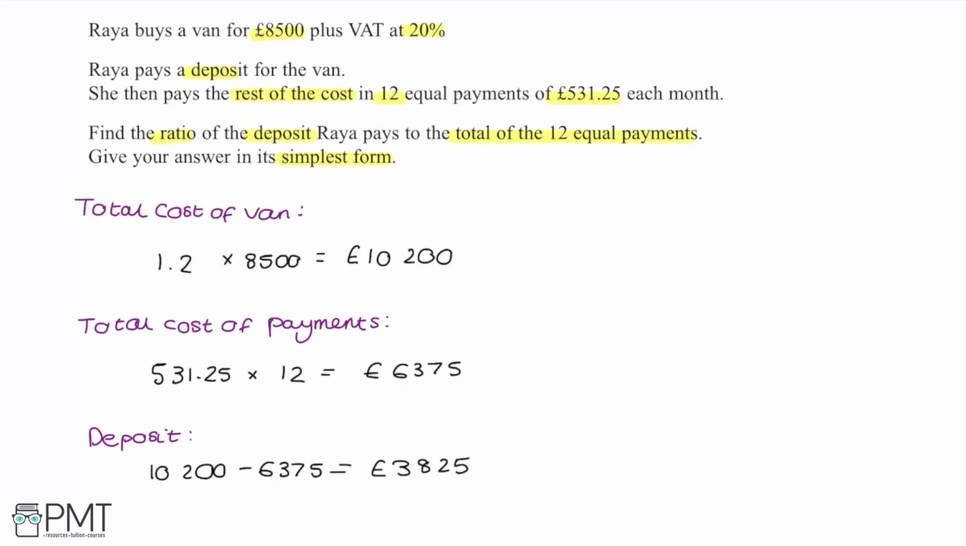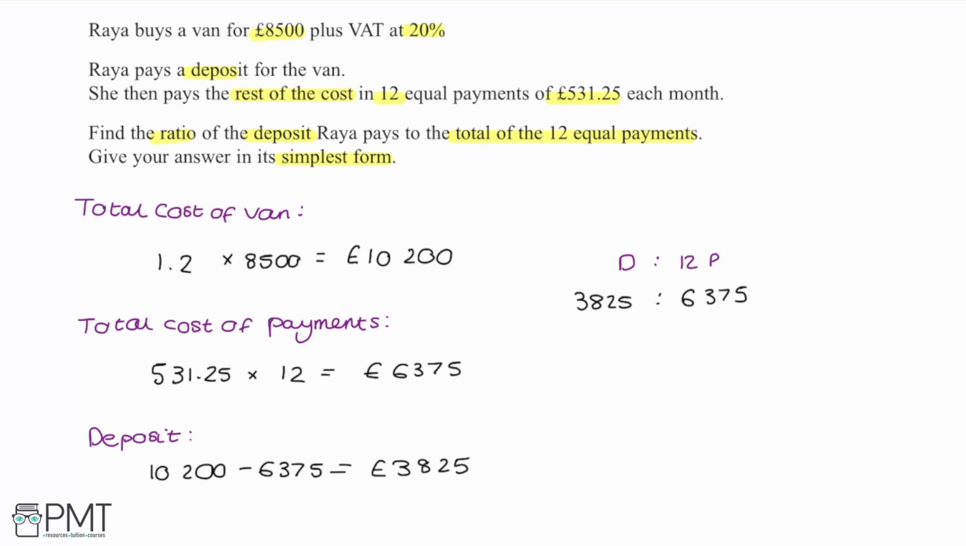Now here, if I look, I'm asked to find the ratio of the deposit that she made to the total of the 12 equal payments, and we have both of these values here. So we're basically finding a ratio of the deposit to the 12 payments, and the deposit was 3,825, and we're going to put that in a ratio with the total cost of the payments, so this part of working here, so to the 6,375. And that gives us the final ratio that we're working with.